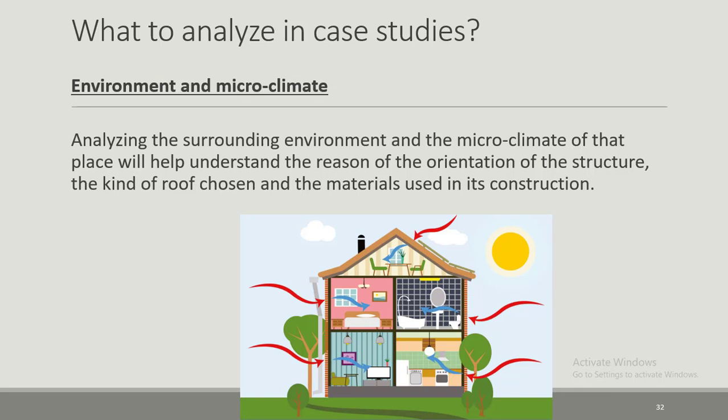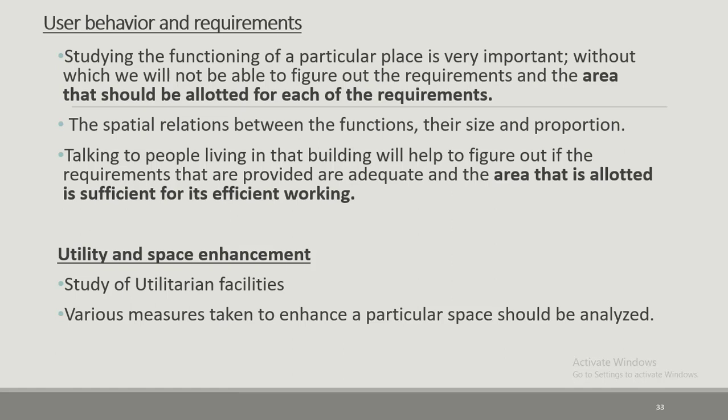Analyzing the surrounding environment and the microclimate of that place will help understand the reason for the orientation of the structure, the kind of roof chosen, and the materials used in its construction. User behavior and requirements: studying the functioning of a particular place is very important, without which we will not be able to figure out the requirements and the area that should be allotted for each of the requirements.